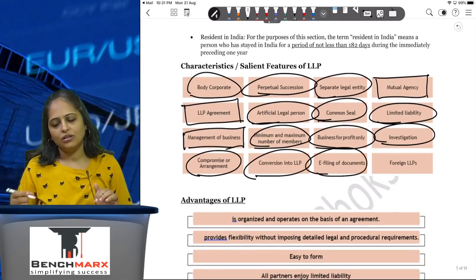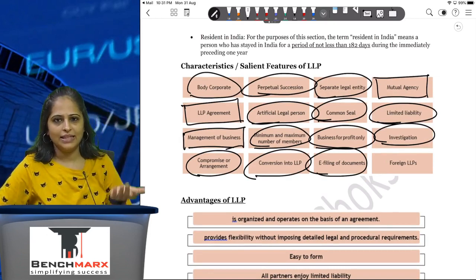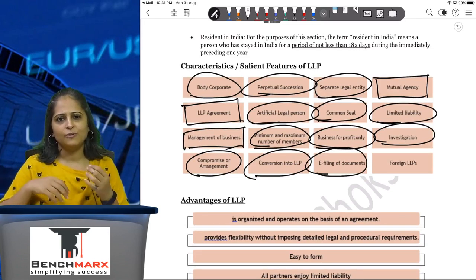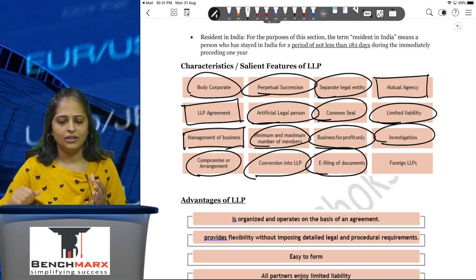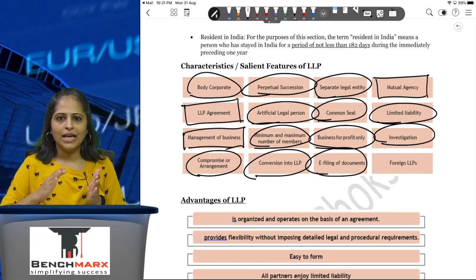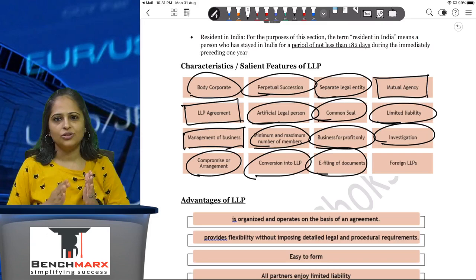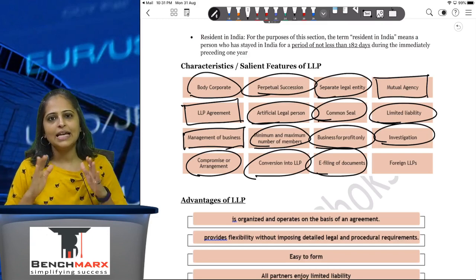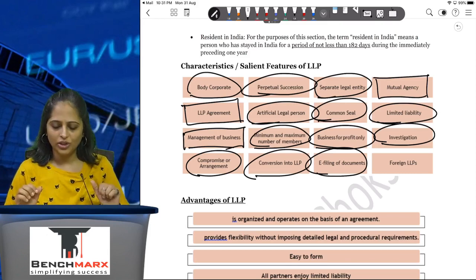Then the documents of the LLP, which are the statement of accounts and solvency, the annual return, or if you're changing your LLP address, or if you're changing your LLP partners, or if you're changing your LLP agreement, all of these documents you have to file with the registrar of LLP. Like how you have the registrar of companies, any changes you do in the company have to be intimated to the registrar of companies. Similarly, in LLP, any changes you do to the LLP have to be intimated to the registrar of LLPs. All these documents have to be e-filed, and there's a portal where you just upload the documents, and then it will be approved or rejected.